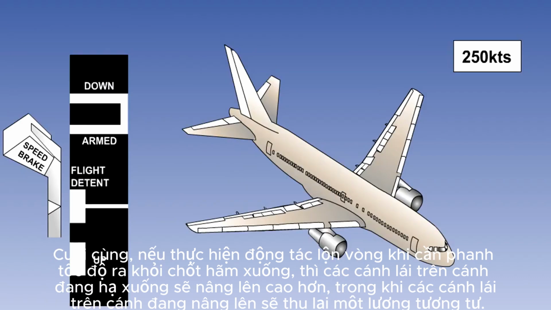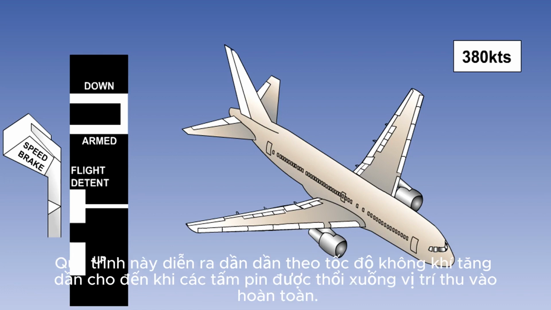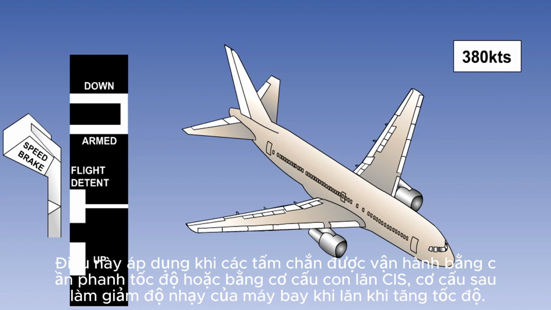Most spoiler systems have a blow-back facility, whereby if the spoiler panels are raised at high speed, the air load will overcome the hydraulic jacks and push the panels down. This is progressive with increasing airspeed until eventually the panels are blown down to the fully retracted position. This applies when the panels are being operated by the speed brake lever or by the roll assist mechanism, the latter reducing the sensitivity of the aircraft in roll with increasing speed.